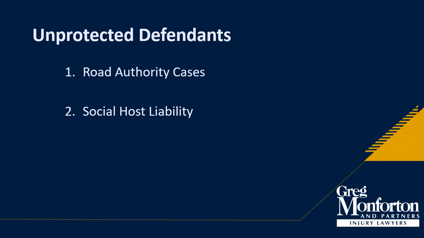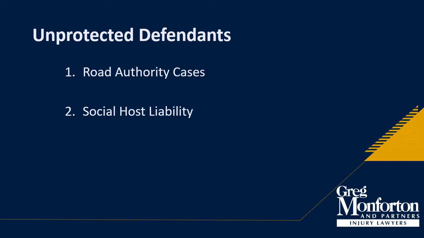All right, so the next type of defendant would be the unprotected defendant. And I've given you two examples, the first being road authority cases where, for example, the municipality fails to reasonably maintain the roadway. So if it fails to shut the EC Row Expressway down when it knows it's in a state of disrepair during a bad snowstorm, or it fails to properly salt or sand or plow the roadway in the midst of a snowstorm. Those are cases where you would include the municipality.